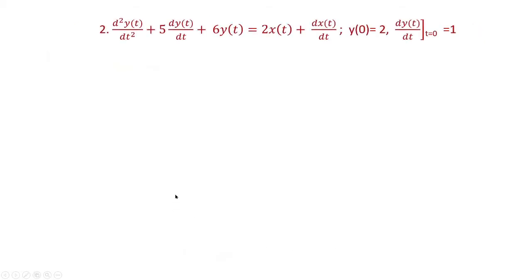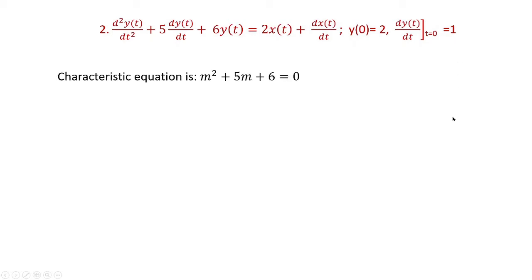So let us take the next example where this is a second order differential equation. It's given that the system is described by the differential equation d square by dt square of y of t plus 5 d by dt of y of t plus 6y of t is equal to 2x of t plus d by dt of x of t with initial conditions y of 0 is equal to 2 and d by dt of y of t at t is equal to 0 is equal to 1.